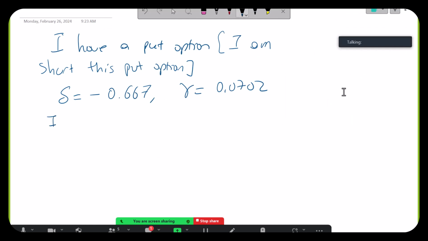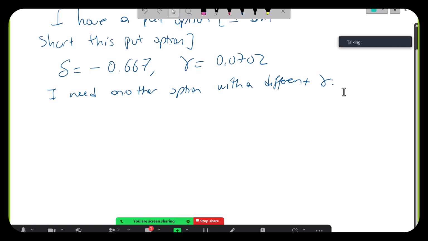I need another option with a different gamma. By the way, both puts and calls have positive gammas if you're long. In this case, I'm short, so in a sense, I have risk. Gamma is a risk for me.